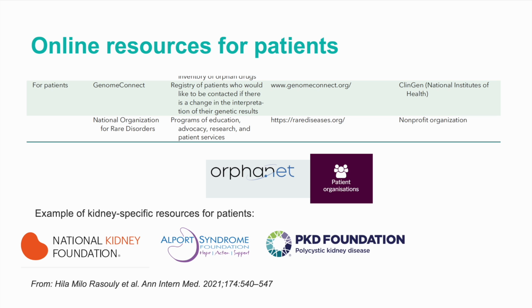Online resources for patients are important. They can empower your patient, and giving these to your patient can help them navigate the complexity of the internet and the overload of information from the internet. Orphanet, again, is a great resource to find patient organizations across the European Union. In the US, you have the National Kidney Foundation, you have Alport Syndrome Foundation, PKD Foundations, and others. And I would really recommend referring your patients to these. In the US, you also have the National Organization for Rare Disorders, which is a broad umbrella for all rare disorders together.